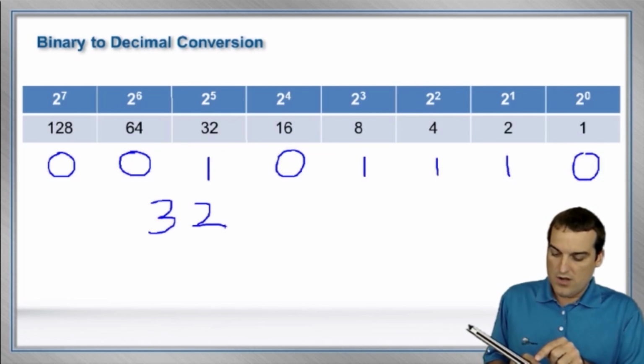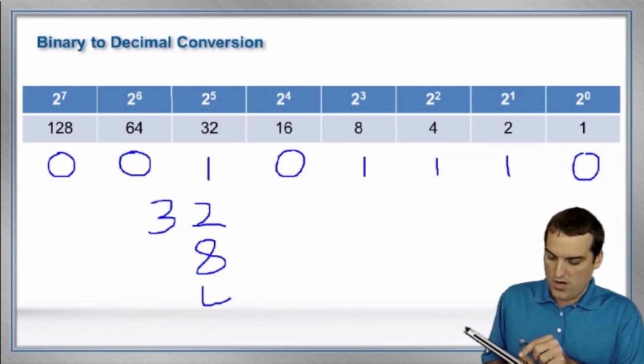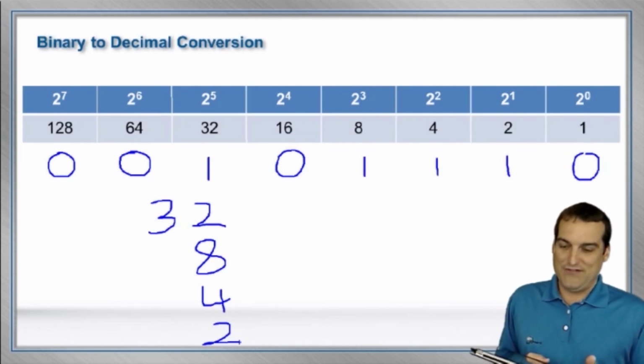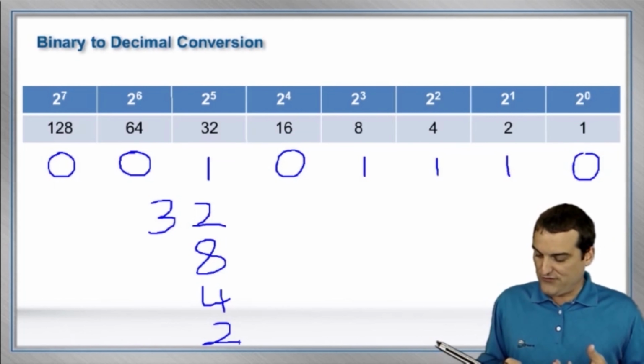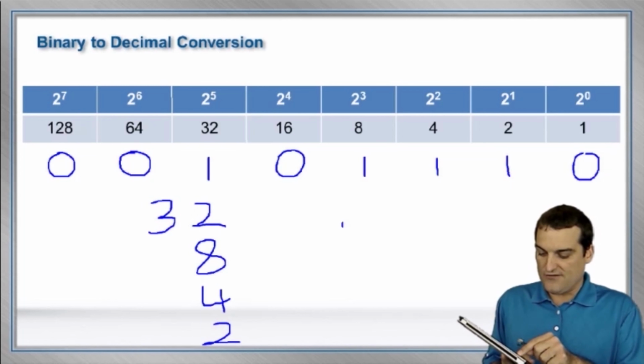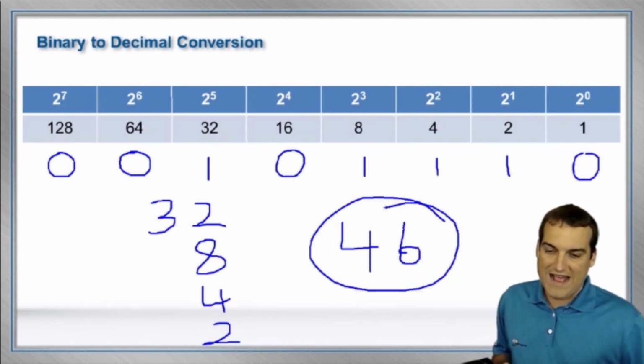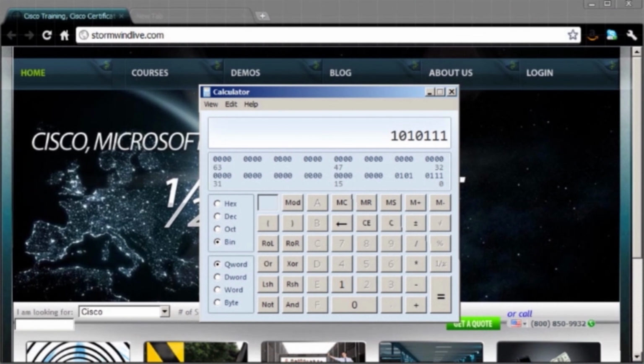We've got 32 plus 8 plus 4 plus 2. It is a simple process of adding up those values. 32 plus 8 is 40, plus 4 is 44, plus 2 is 46. So this number to me looks like 46. We can go back over to our calculator in order to check our work. You can check your work: 46, and then we can convert to binary. You get the idea. So, very, very easy, these exercises of decimal to binary or binary to decimal.